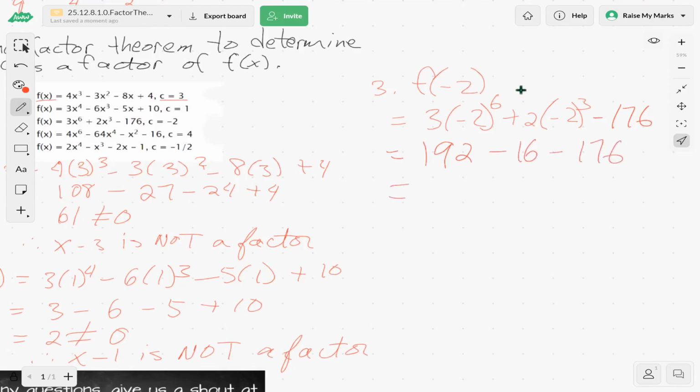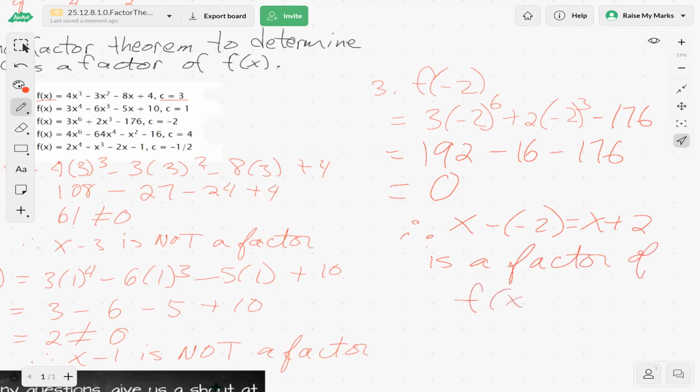So let's have a look at what that is. 192 minus 16 minus 176. And yes, we get 0. So therefore, x minus negative 2, which is x plus 2, is a factor of f of x. So great, we found one factor.